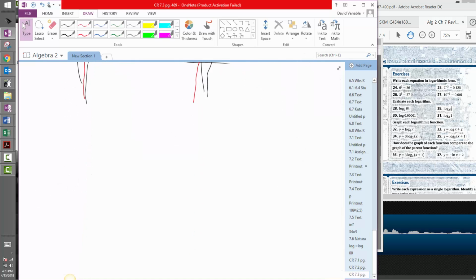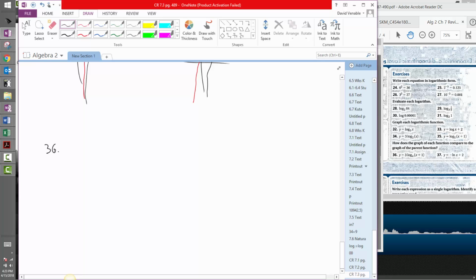All right, don't worry too much about graphing it. It's really just to show that they're inverses. I don't want you to ever have to worry about graphing that by hand. It's not really a priority, okay? Now, how does the graph of each function compare to the graph of the parent function? This is what I was talking about previously. This is what I really want you to focus on.